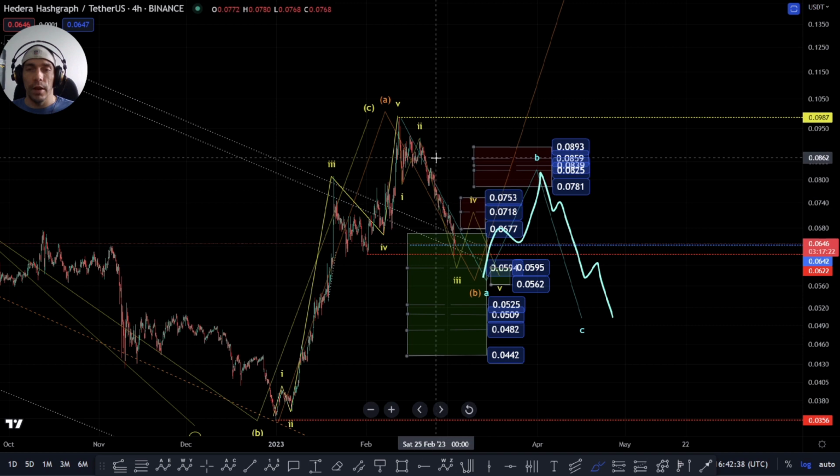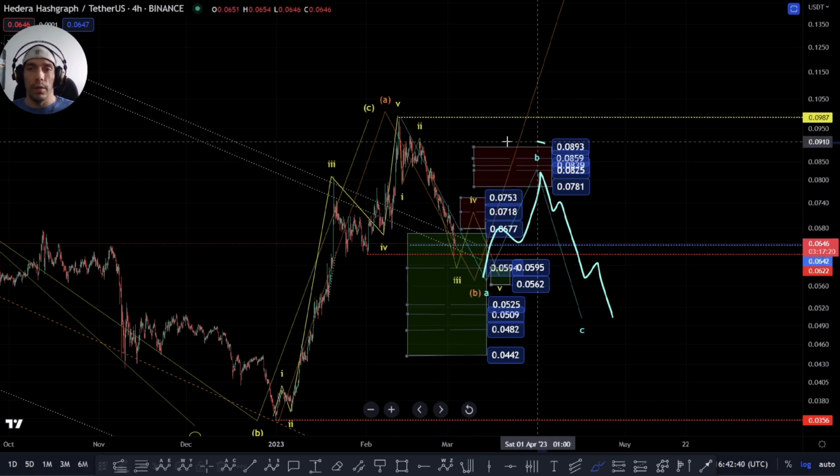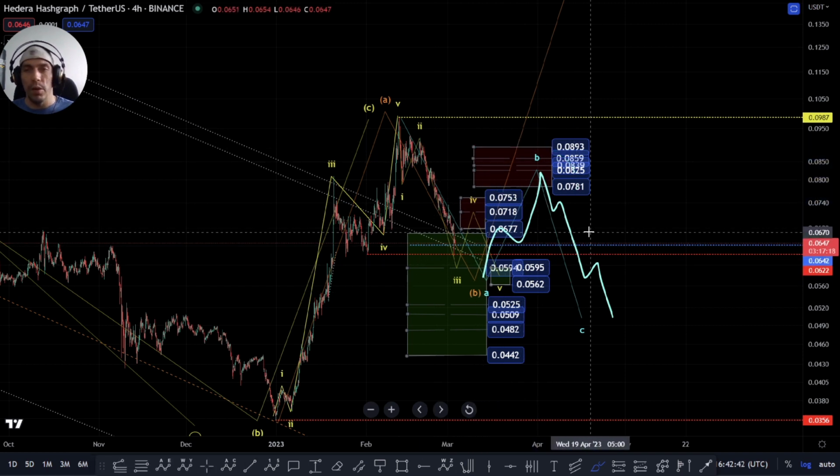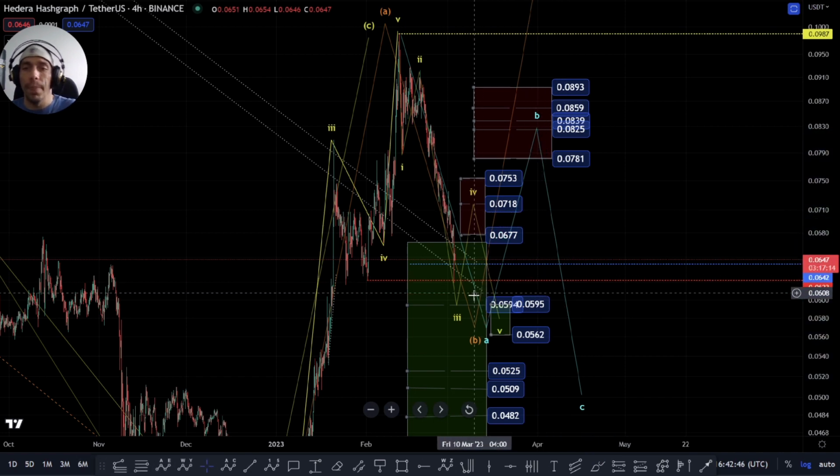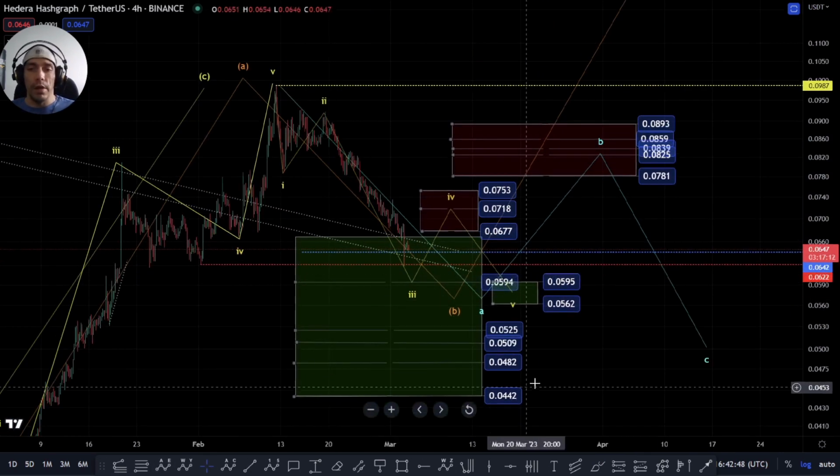Because depending on exactly how deep we come with this and how deep this retracement is for the B wave, this could push us right down into those zones. So we need this green area to hold for that bullish potential.